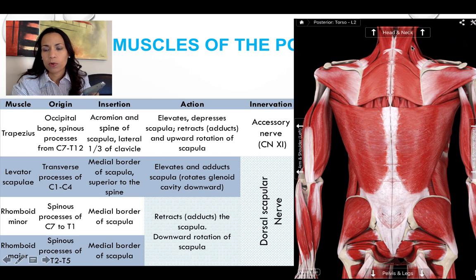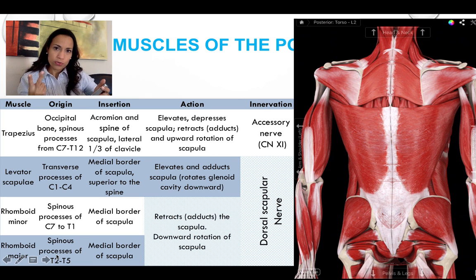Innervation. Well, we're in the posterior portion of this scapular area, so dorsal scapular nerve, okay? That's the innervation. Now let's describe the rhomboids, okay? And I'm going to describe them together because they have pretty much the same origin and insertion, and hence the same actions. So we have two.